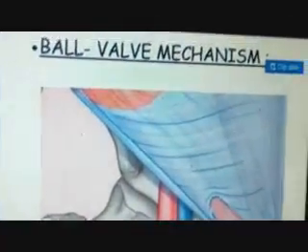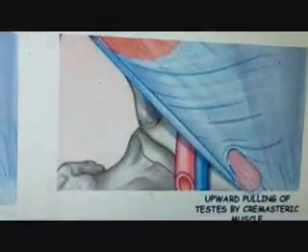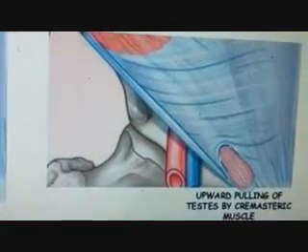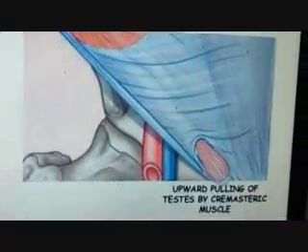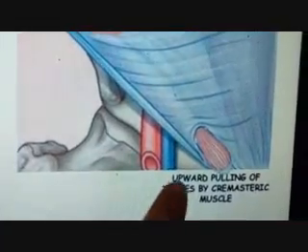Now coming to the ball valve mechanism. The contraction of the cremasteric muscle pulls the testis up and the superficial inguinal ring is plugged by the spermatic cord, which is clearly seen in this diagram.